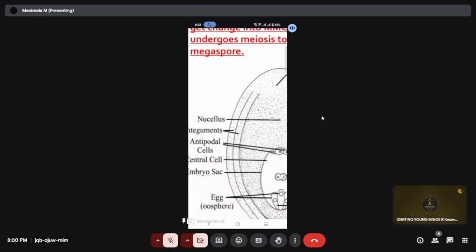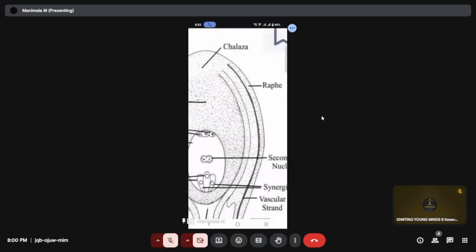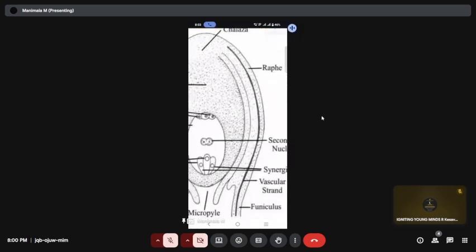In an inverted ovule, what can you see? Raphe. In the inverted ovule, the funiculus fuses with the main body. What does it form? Raphe. The next one is the apex, the small apex, especially the anterior region.